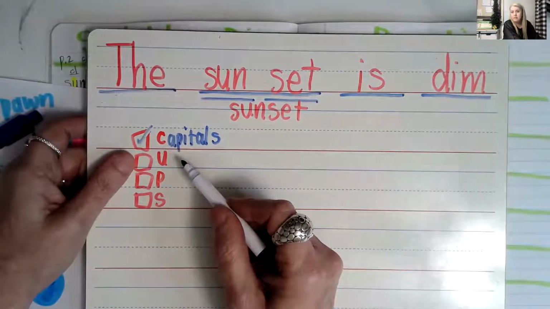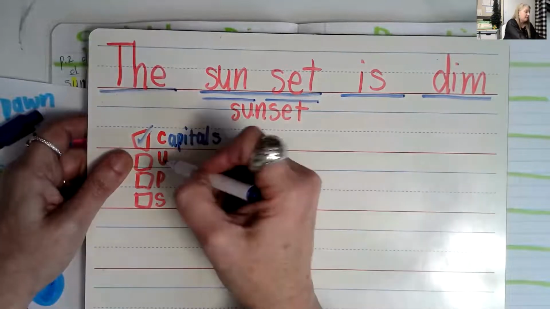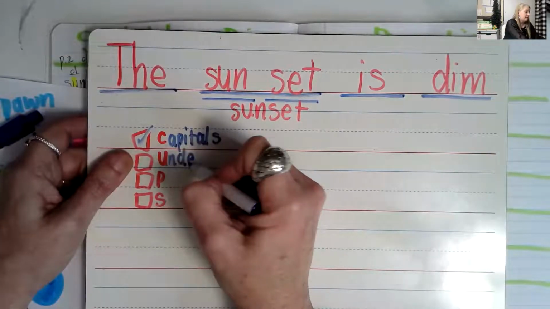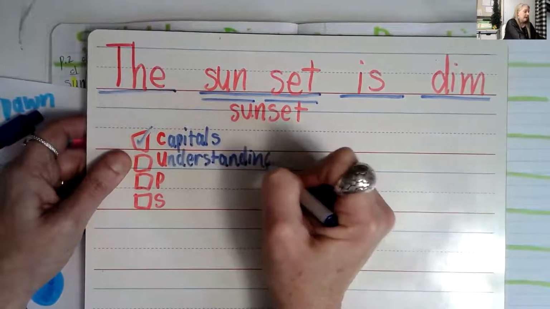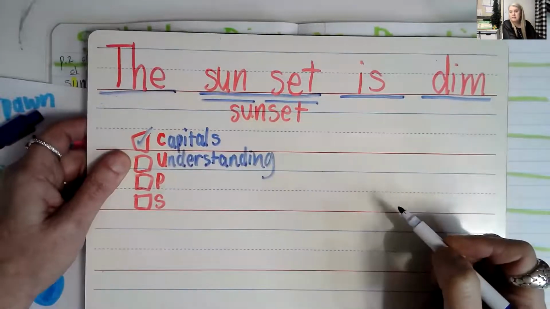So check for capitals. In the older grades, we always say usage grammar, but that's kind of hard for them to grasp. So check for understanding. And so I'll tell them to reread the sentence and just see if it makes sense.